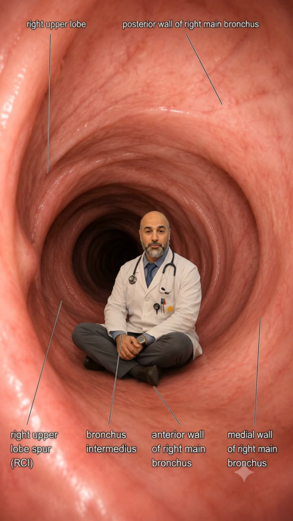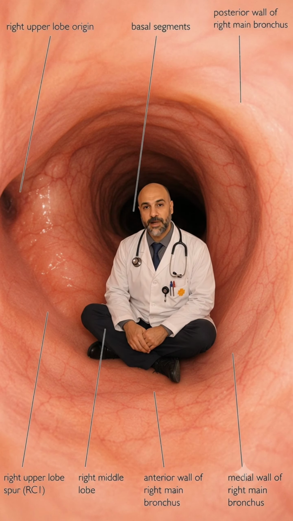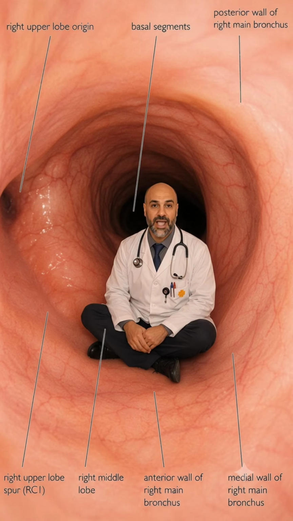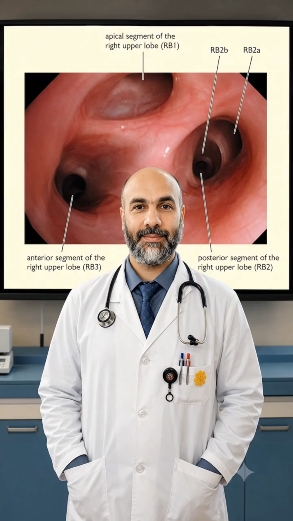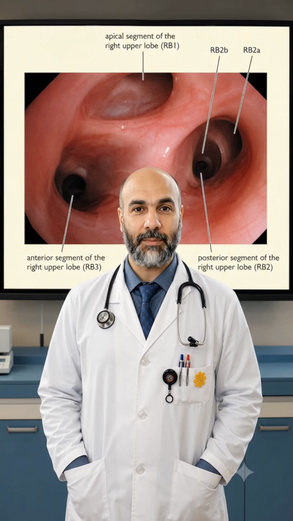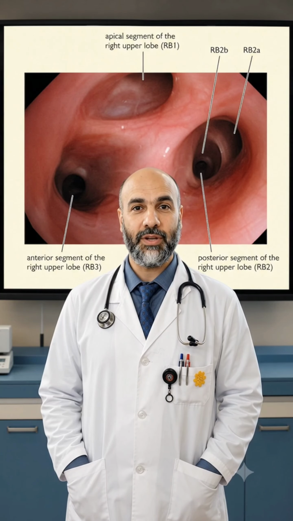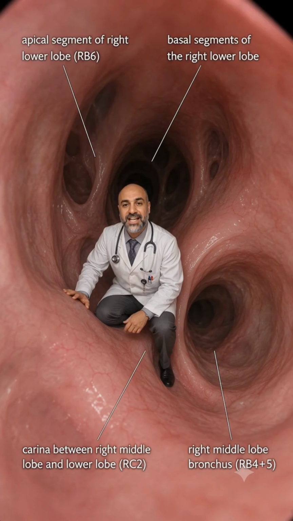The right upper lobe spur separates the upper lobe bronchus from the continuation of the right main bronchus. Beyond the right upper lobe, the airway continues as the bronchus intermedius. It will subsequently give rise to the right middle and right lower lobe bronchi. Here we see the right upper lobe bronchus, dividing into three segments: RB1, the apical, RB2, the posterior, and RB3, the anterior segment. This is an endoscopic view of the distal aspect of the bronchus intermedius.